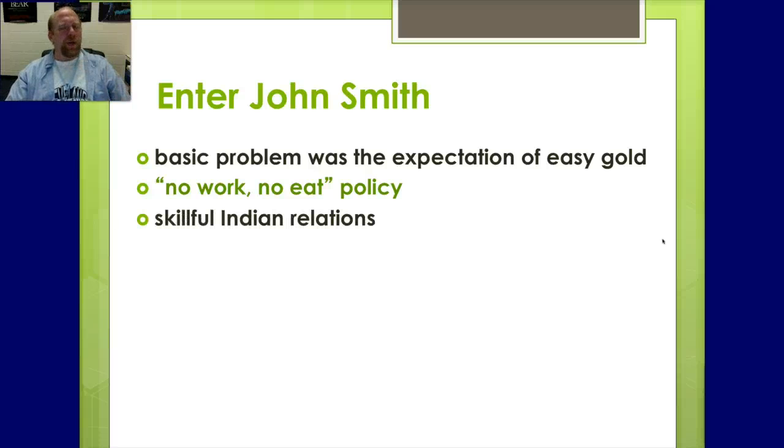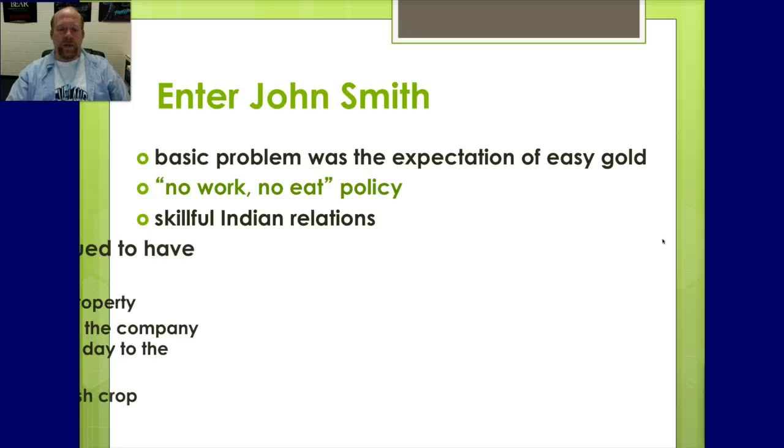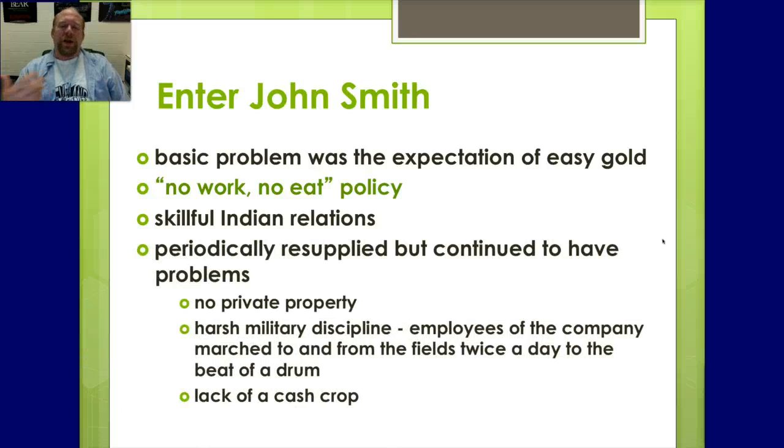Very skillful with Indian relations. He was very good at talking to the Native Americans. The colony was periodically resupplied, but continued to have problems. England kept getting some stuff in here, but it wasn't really good. Think about it. If you were there at Jamestown in the middle of that fort, you had no private property. It was still all of that joint stock stuff. There was really nothing called yours. Very harsh discipline. There were marches to and from, back and forth, to basically whip people into shape. So John Smith really was a slave driver, for lack of a better word.